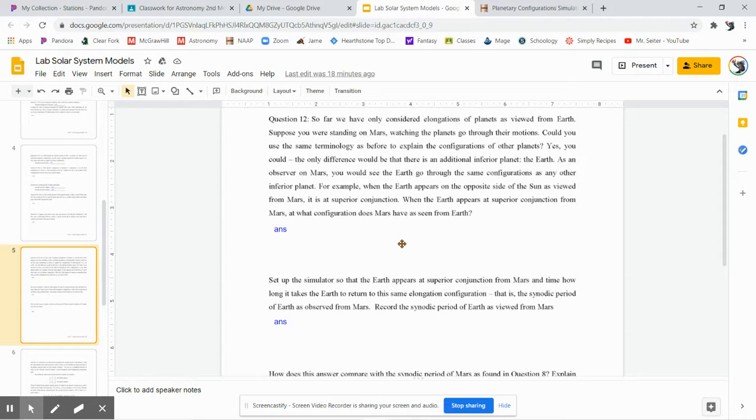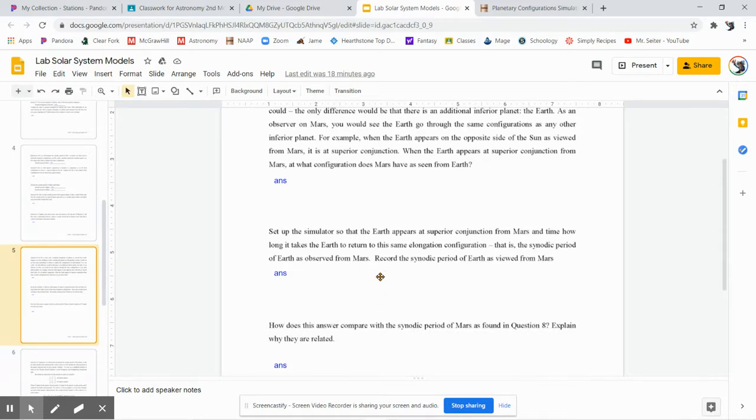All right. Set up the simulator so the Earth appears at superior conjunction from Mars, and time how long it takes the Earth to return to the same elongation configuration. That is the synodic period of Earth as observed from Mars. Record the synodic period of the Earth as viewed from Mars.